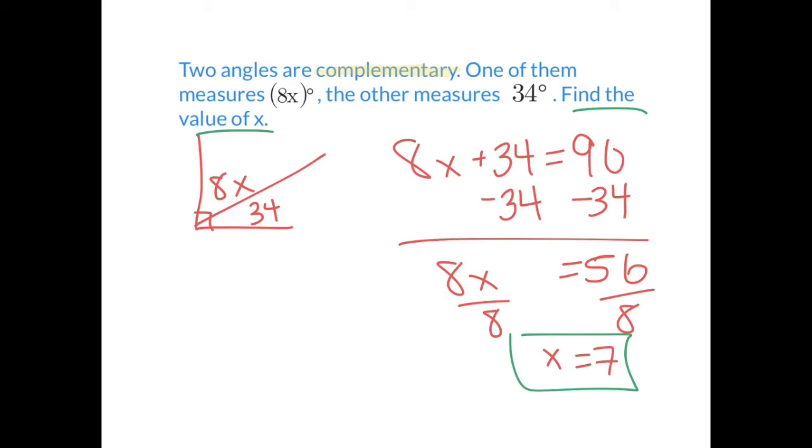If I actually wanted to find the angle measures, obviously 34 is the one that's given there, and 8 times 7 is 56. So those are my 2 missing angles, but all I had to do is find the value of x technically in this one.